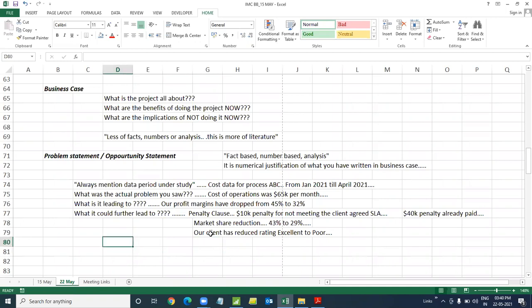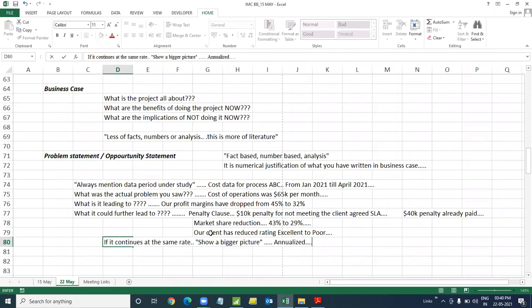Now, on the bottom line, if it continues at the same rate, show them a bigger picture. Always emphasize an annualized basis, because every decision is made on an annualized basis. If it continues at the same rate, what would you end up paying annually, with the penalty, reduction in market share, and drop in profit margins? All facts and numbers. If you just say my quality is not good, it doesn't make sense to the management. Tell them there will be a loss of $50,000 that you have to bear. Now it makes sense to them.